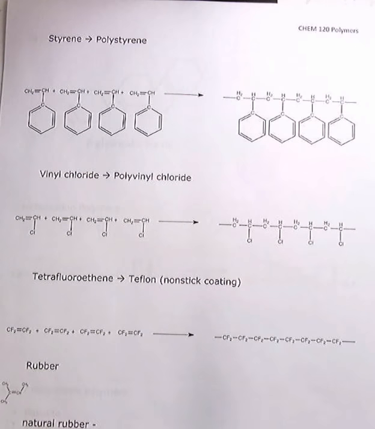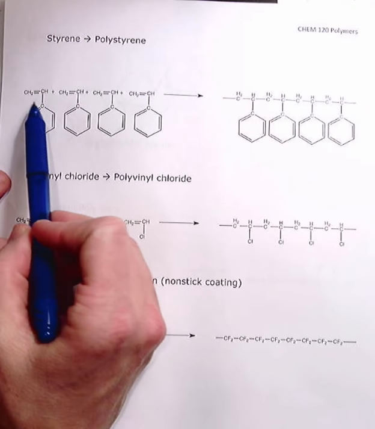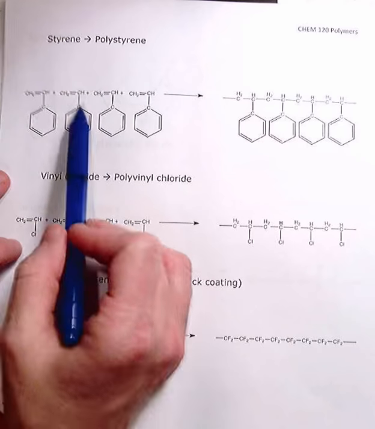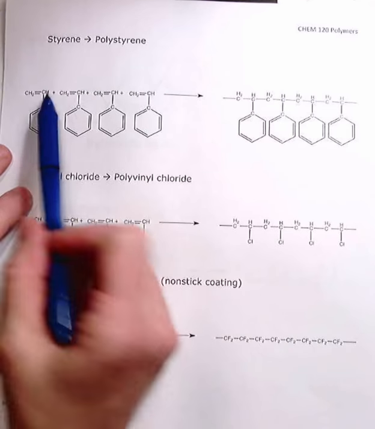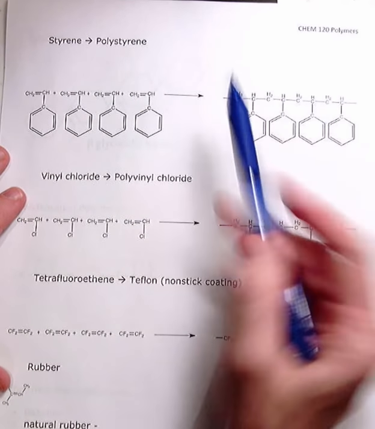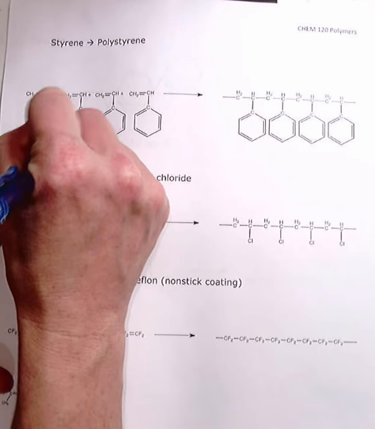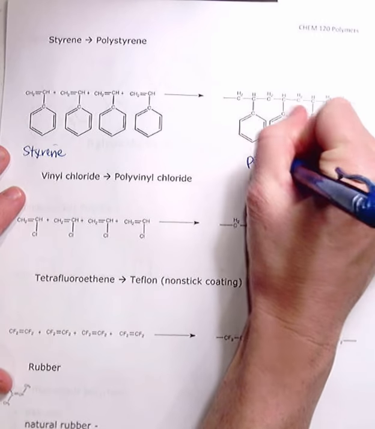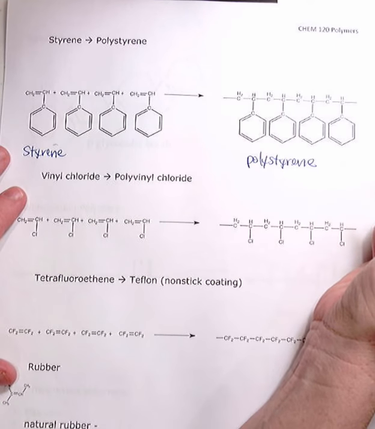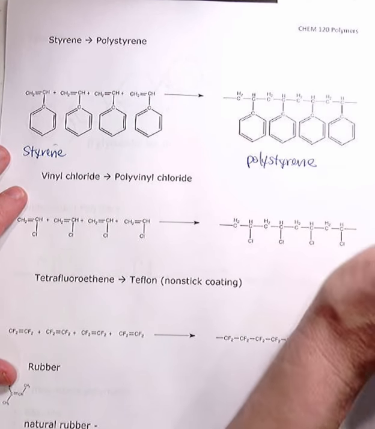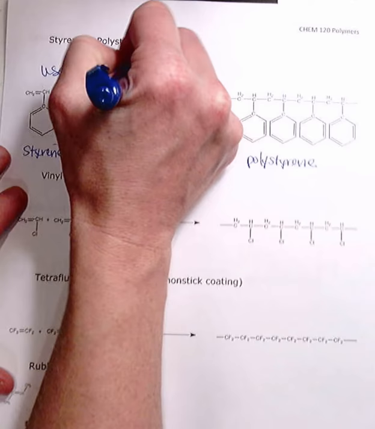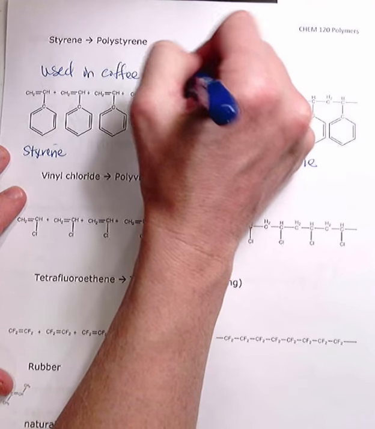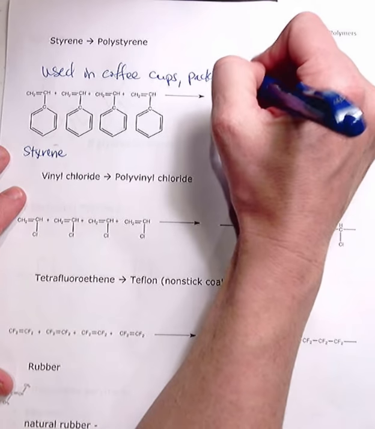All right, styrene. Styrene is another type of addition polymer. It's a little bit different looking. It has what is called an aromatic ring or benzene, but it still has these double bonds. So it's an addition polymer because it has the double bonds. They join together to form this long chain. So these are styrene monomers, and this is polystyrene. Okay, so this is styrofoam, right? So this is used in coffee cups and packing material, like those packing peanuts.